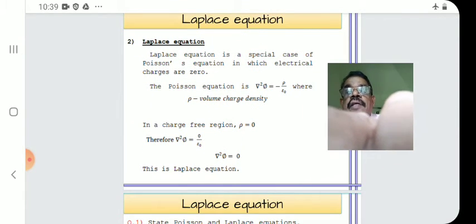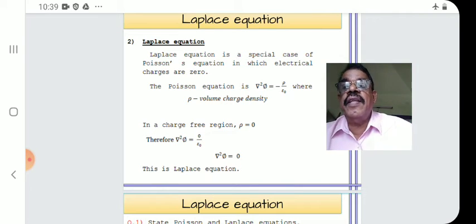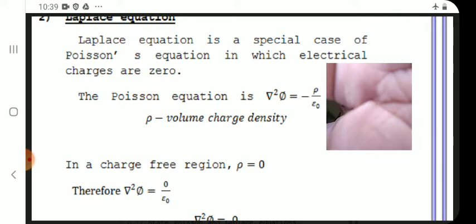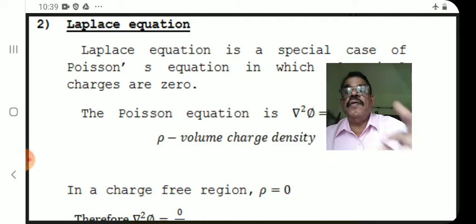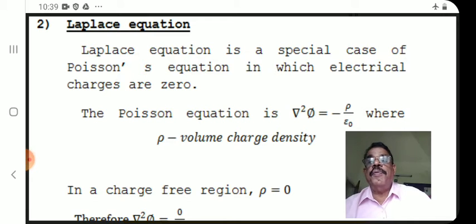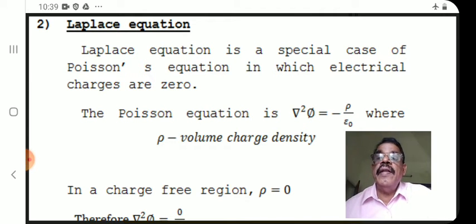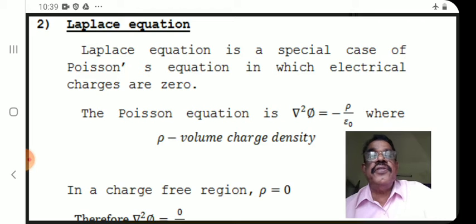And next is Laplace equation. Laplace's equation, or simply we say Laplace equation, is a modified form of Poisson equation. You look here. Laplace equation is a special form of Poisson's equation in which electrical charges are 0.